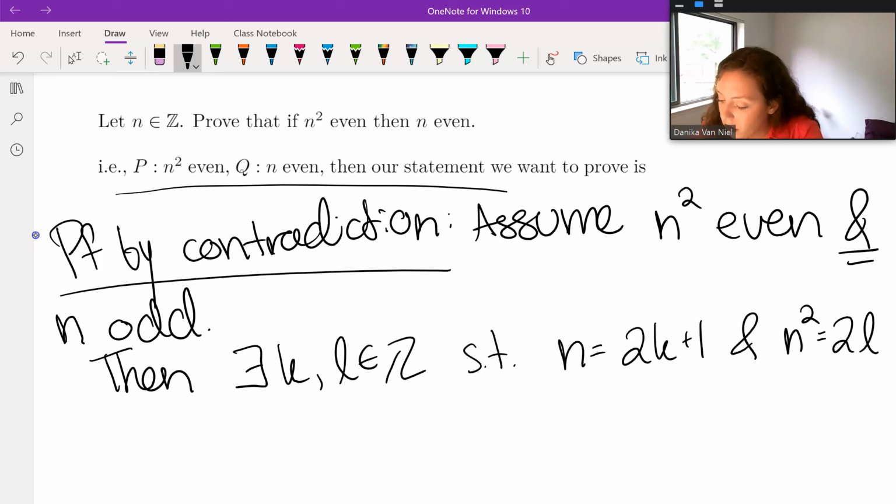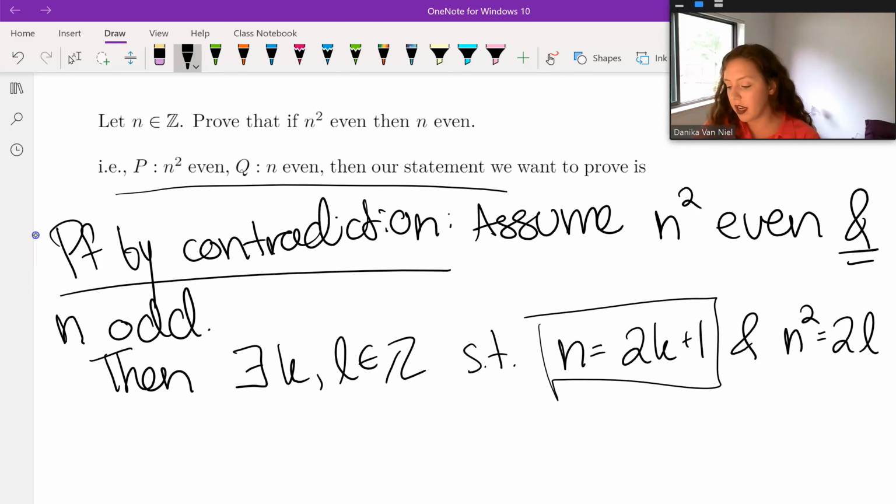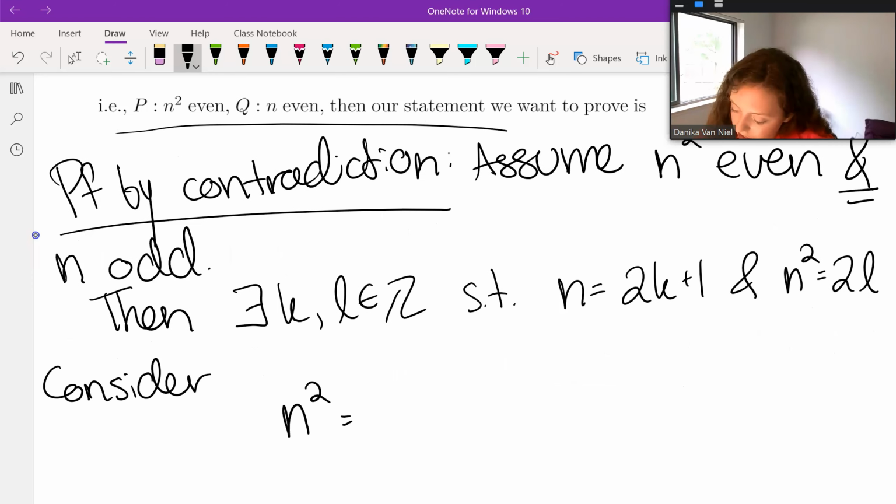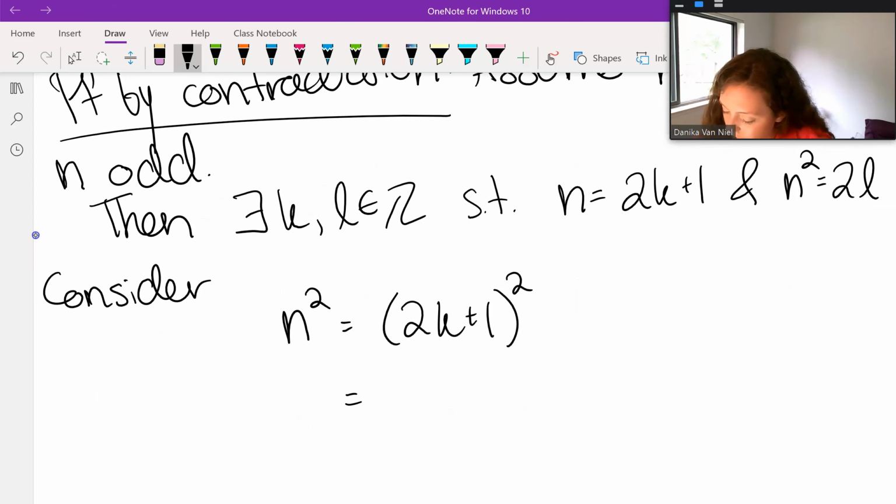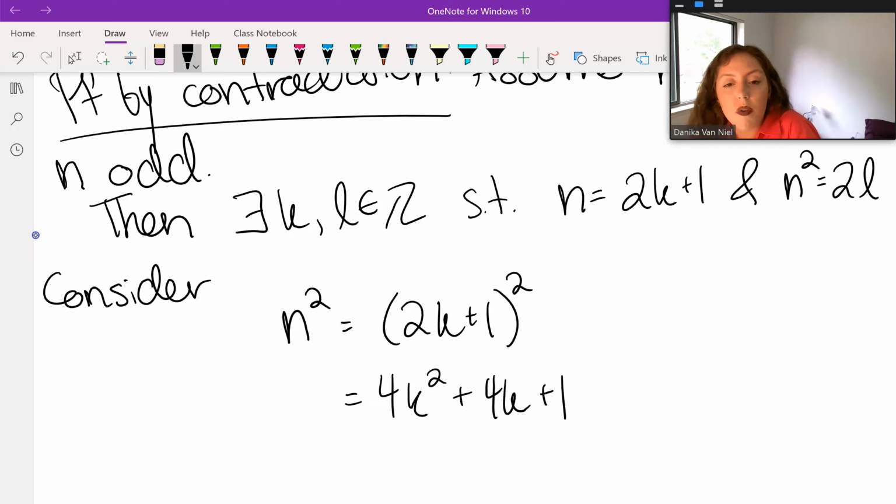Like I said before, taking the square root of things gets a little iffy. So why don't we look at this and square it? Consider n squared equals (2k plus 1) squared. Oh, okay. Well, this looks familiar to a previous problem we've done. Okay, so we have that. So remember, we're trying to do this by contradiction. So we want to find out that something isn't right here.